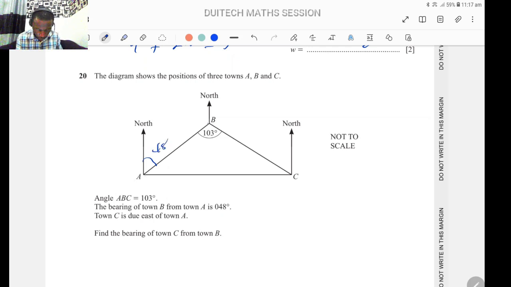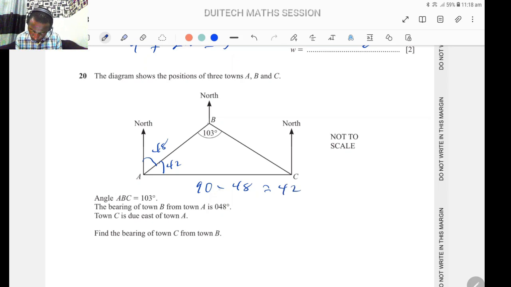So if we consider the sum of angles at a right angle, we have 90 degrees here. So 90 minus 48 gives me 42 here. Now we need to understand that the sum of angles of a triangle is 180 degrees. So the first thing we did here is to say 90 minus 48 gives us 42.